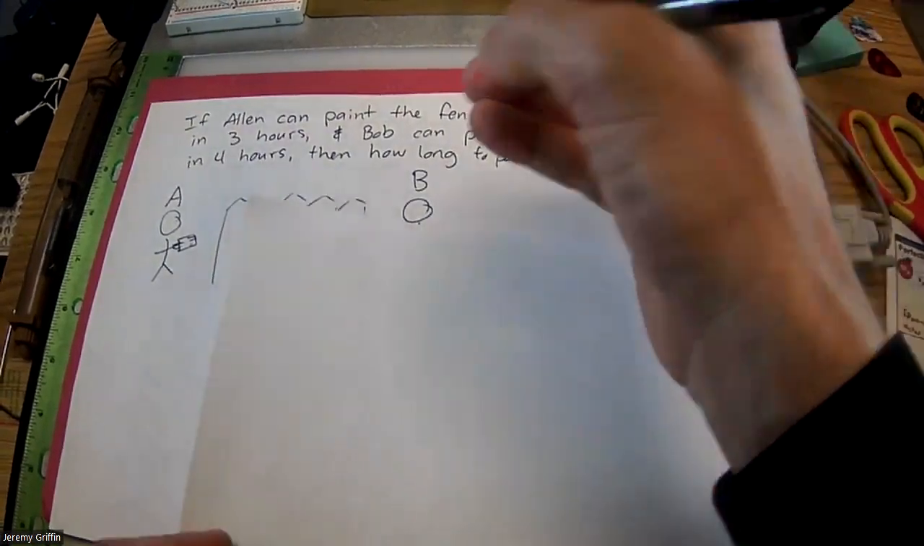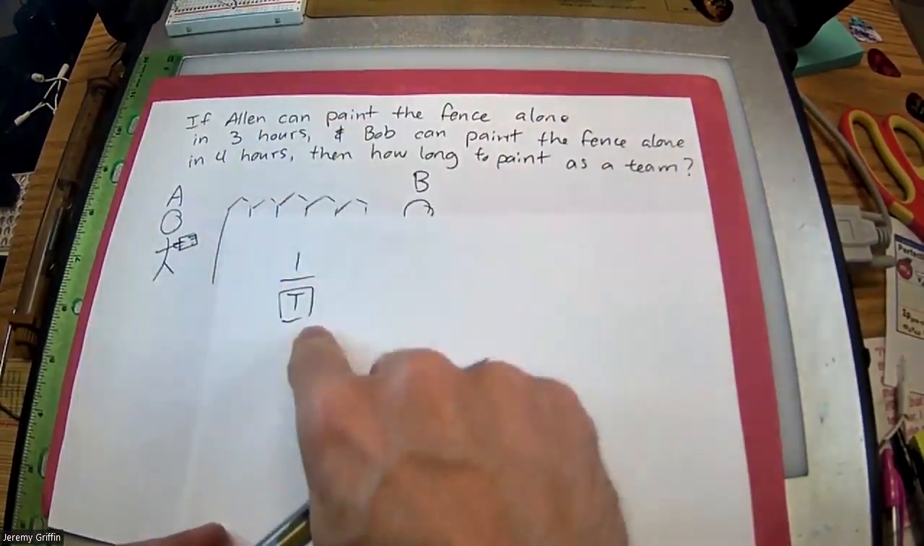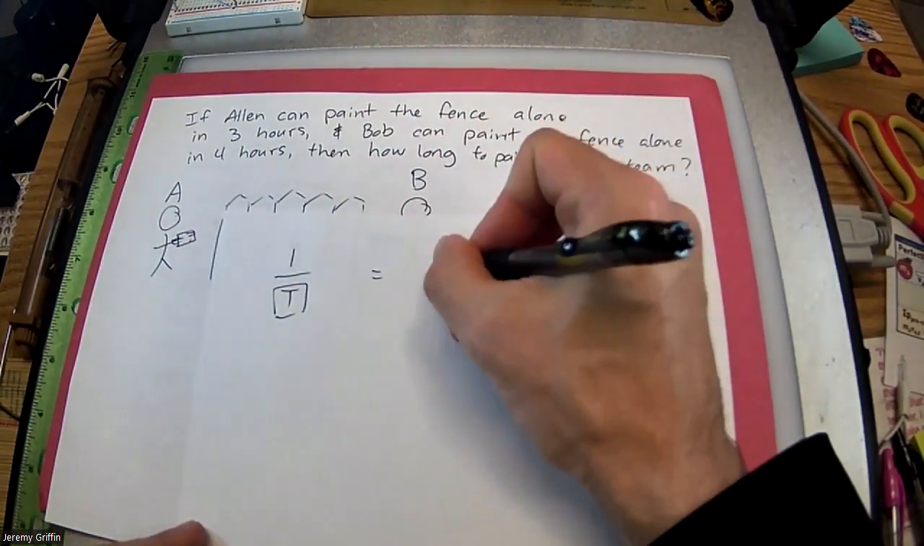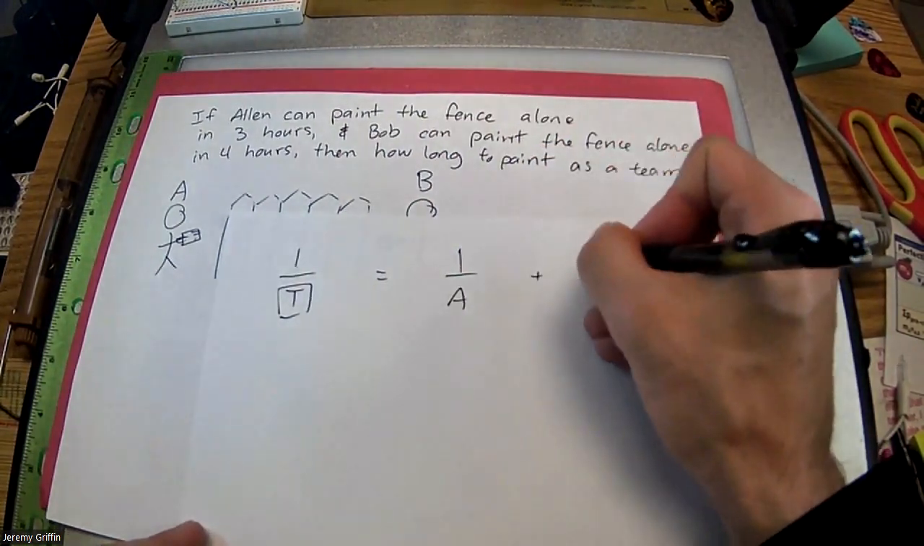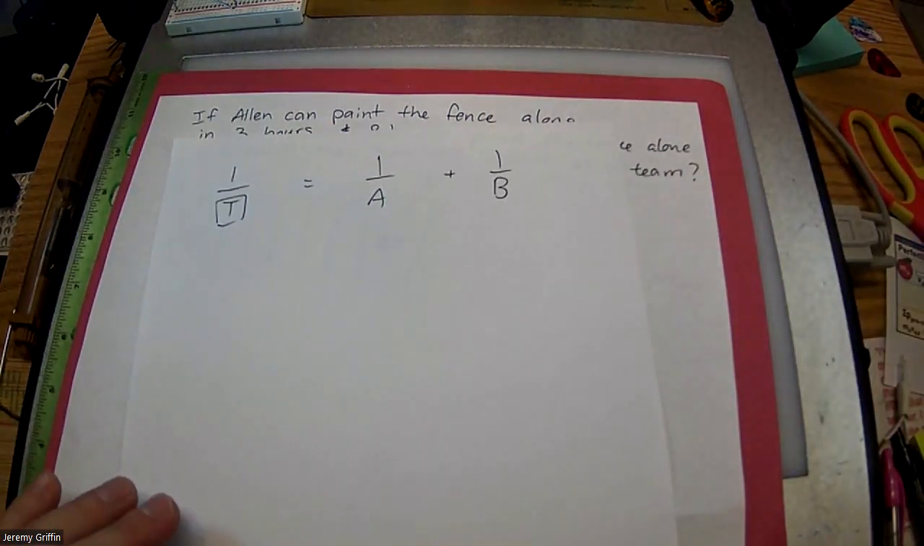Right. So let me show you guys here. 1 over the total time, I'll use capital T for total time, is 1 over Alan's time plus 1 over Bob's time. You can use this because they're working in parallel, right, helping each other do the job faster.